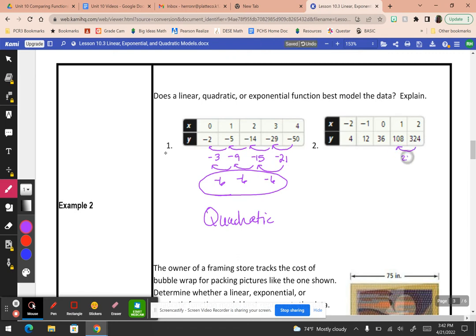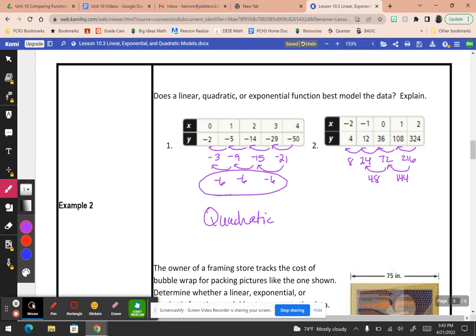This one would be 216. This one is going to be 72. This one is going to be 24. And then we've got 8. So it's not linear. If I subtract again, I get 144 for this one, and then I get 48 for this one. So it's not quadratic because those aren't the same.